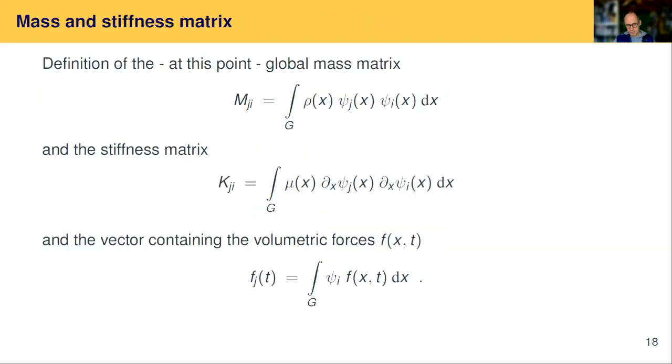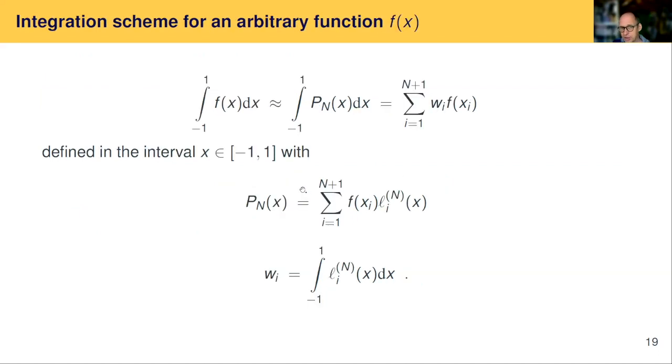But the point with this slide is, again, coming back now, rho and u are inside the integrals. So we have to do something about that. And here comes the trick. We are using the so-called Gauss-Lobatto-Legendre integration scheme. So this is now something very general. What do you do when you want to integrate a function from -1 to 1, an arbitrary function f of x?